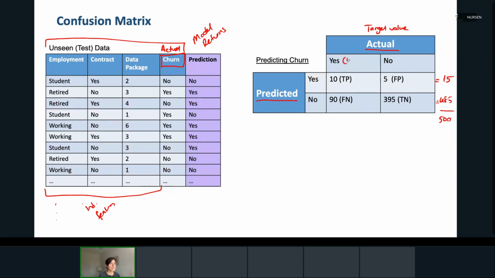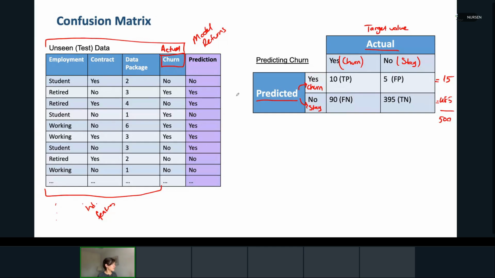And yes is just to remind you, churn. And no means it's a stay, not churn. So the target value can be divided into two categories, churn or not, and we denote them as yes or no, since it is in our data set in that shape. With the confusion matrix, we have this overall picture. Predicted yes means this is predicted as a churn, and predicted no means this is predicted as a stay or not churn. Okay.